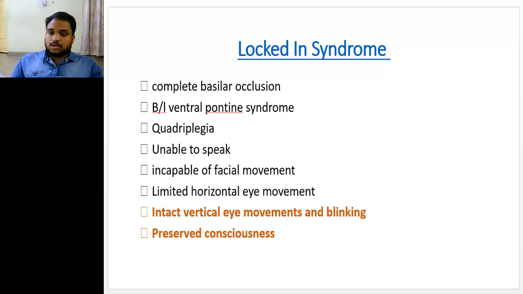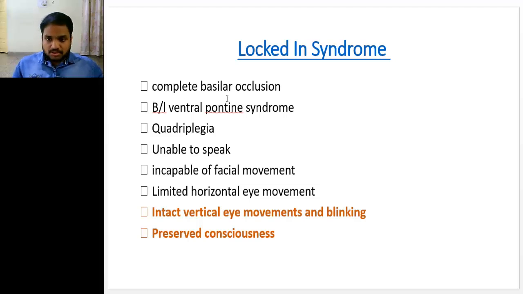Now we will come to the basilar artery, right? In case of complete basilar artery occlusion, there is a terrible clinical condition that is called the locked-in syndrome. It is actually a bilateral ventral pontine syndrome, affecting the ventral pons, with bilateral lesions of the ventral pons once the basilar artery is occluded, in case of complete basilar occlusion.